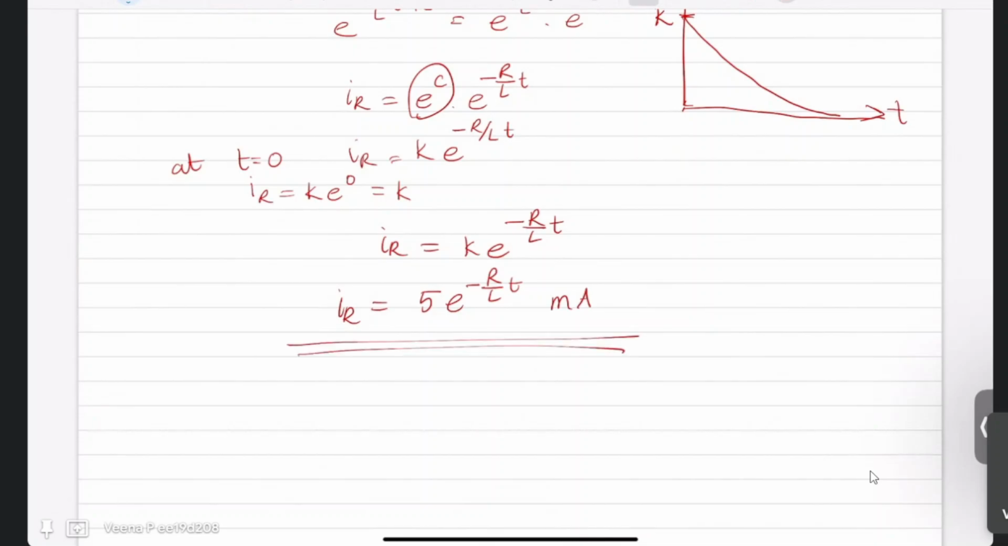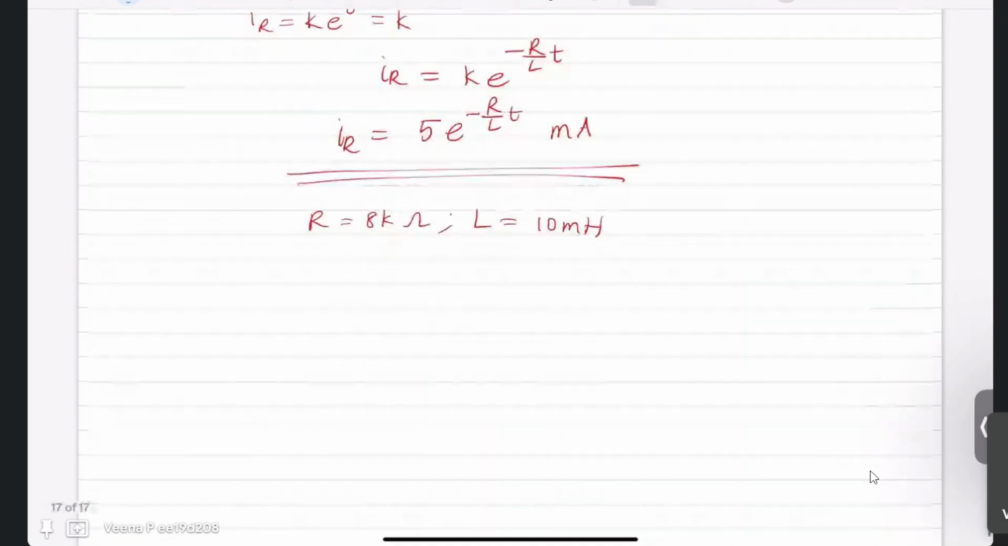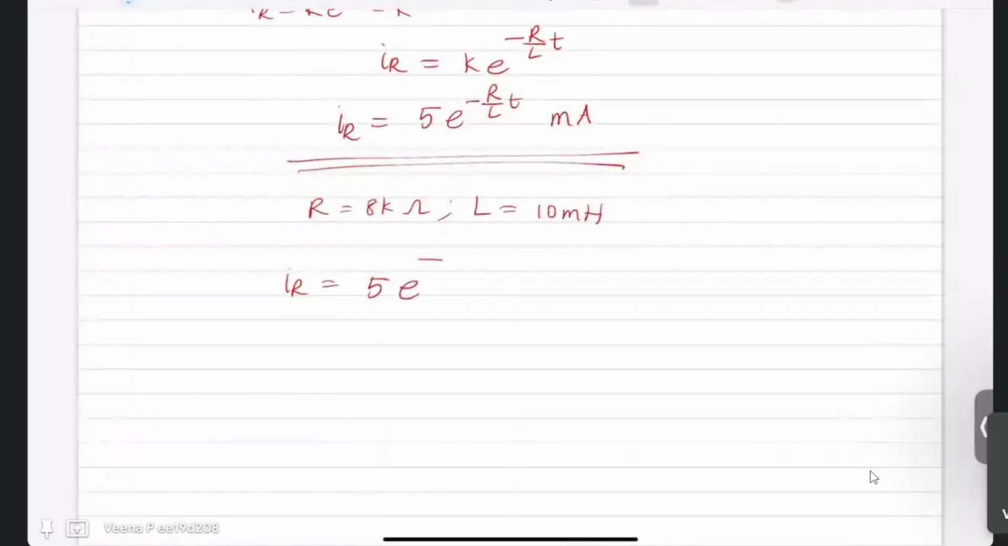You can substitute the value of R and L. The value of R is 8 kilo ohm and the value of L is 10 millihenry. That makes your current IR as 5 e raised to minus 8K by 10 millihenry, which is 0.8 times 10 raised to 6 t. Not minus 6, 10 raised to 6 t.